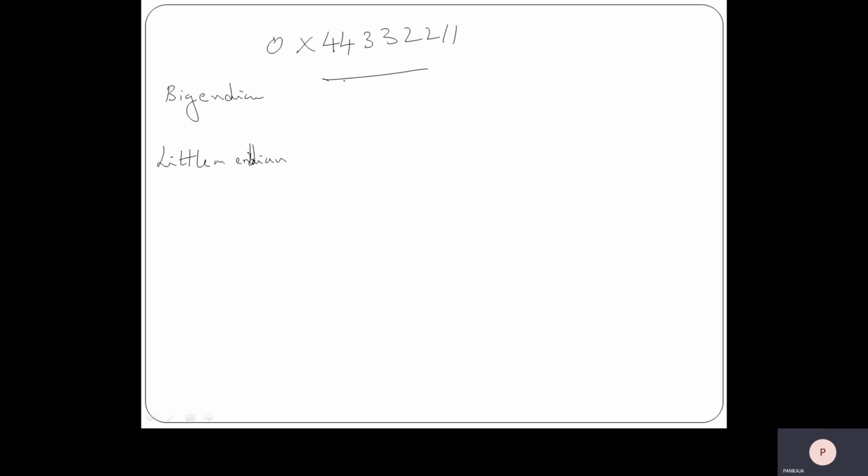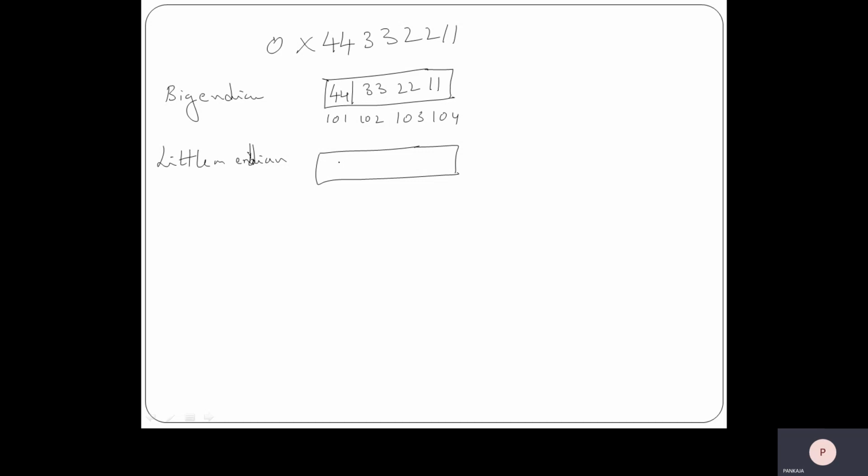According to the definition, let's represent the data. Consider this as a memory. What does big endian tell? The lower byte addresses. Let me write the addresses here: 0 1, 0 2, 0 3 and 0 4. These lower byte addresses are used for representing the more significant byte. So that is 44, 33, 22, 11 in case of big endian.